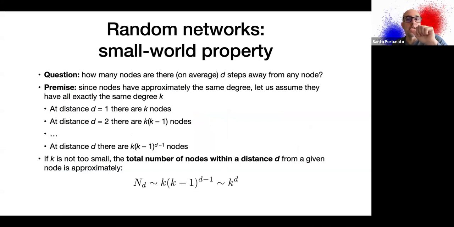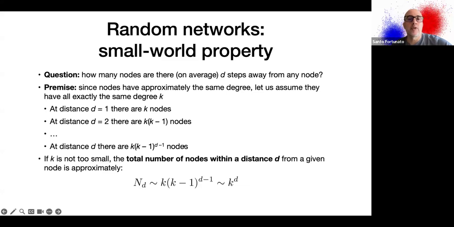So basically, we showed that the distribution is unimodal, is homogeneous. There are no hubs. So the nodes are approximately the same degree. That's the main thing. So this, of course, is a problem because this is not what we observe in real networks. The second thing we want to check is the small world property.